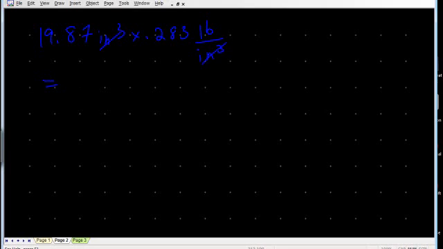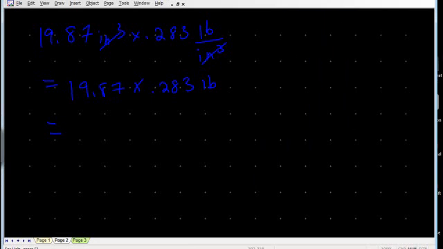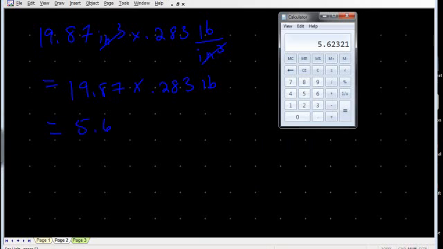And then we see that our total weight's going to be 19.87 times 0.283 pounds, and all we're left with is pounds. It forces the weight out. So 19.87 times 0.283 is 5.623 pounds. So 5.623.